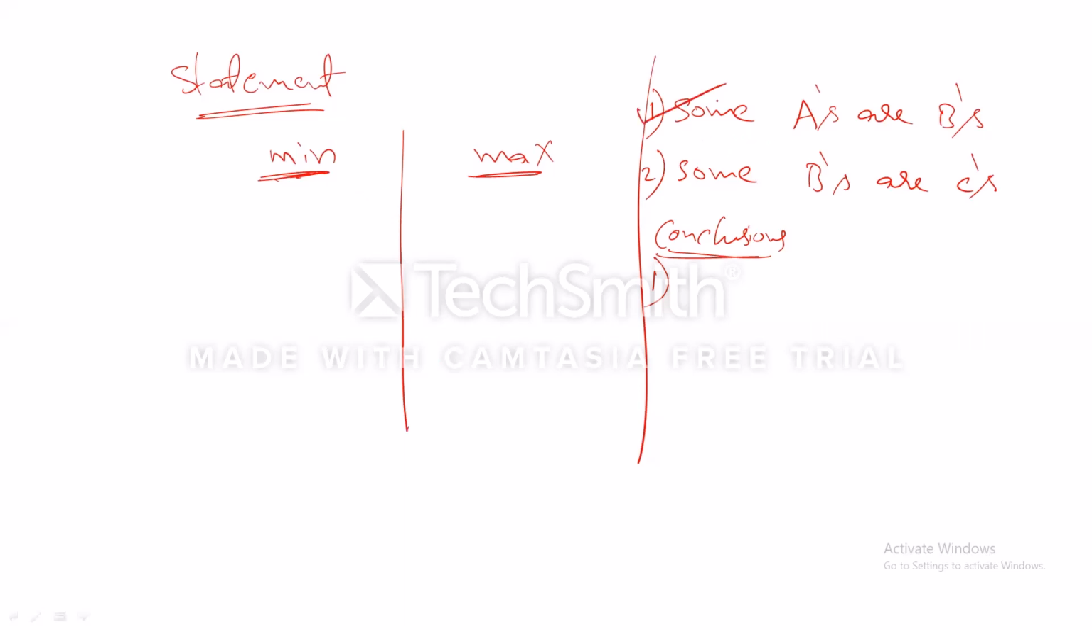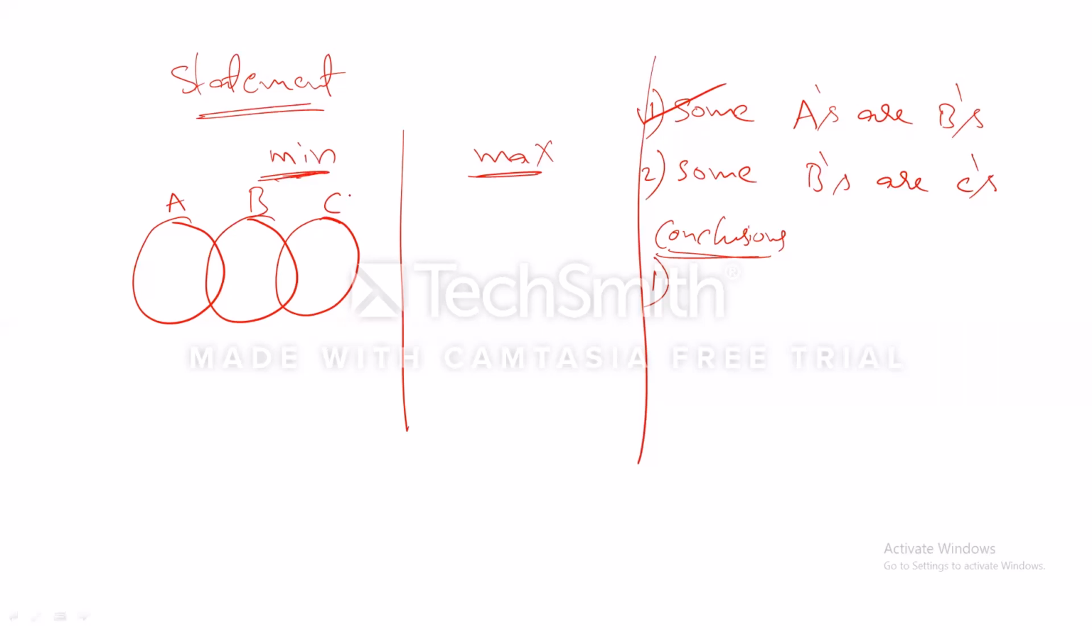Now let us consider some A's are B's. Some A's are B's means I can write here A and here B. Now some B's are C's means I can draw here some B's are C's. And I hope you all are clear. This is a very basic diagram, which we can call the minimum case.